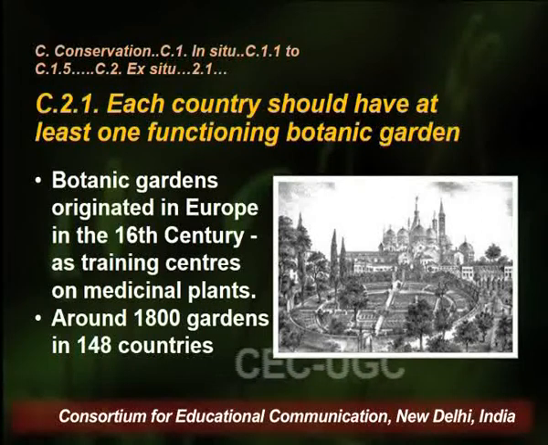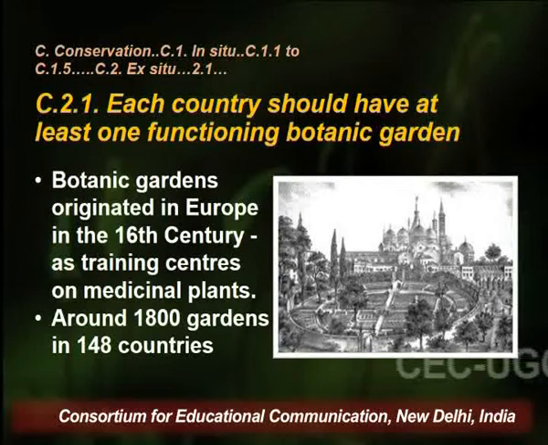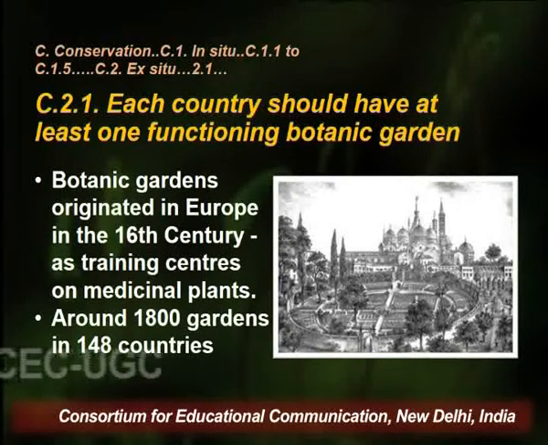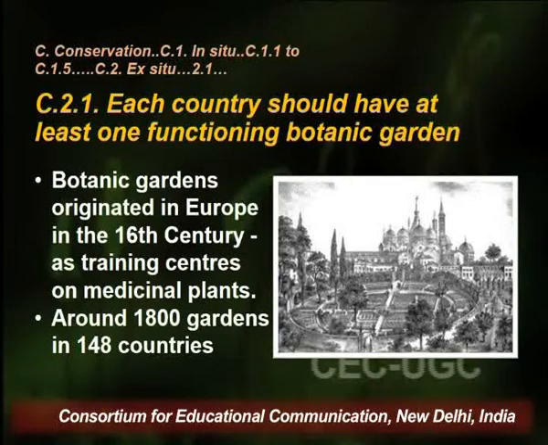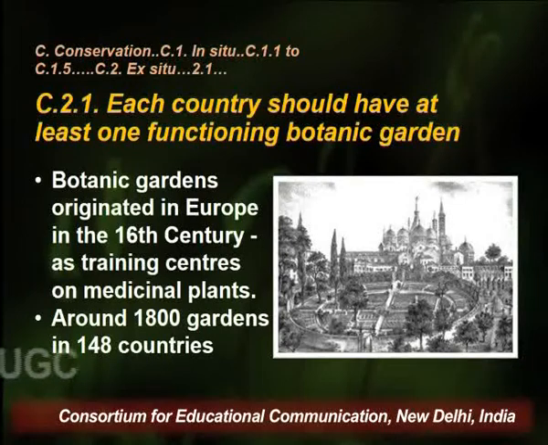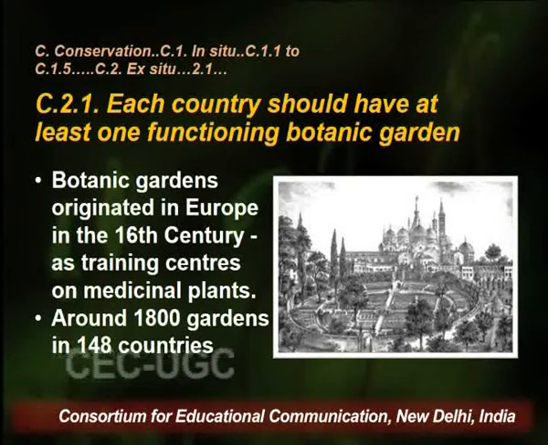Gradually these botanical gardens became part of certain universities. Certain universities started developing their own small botanical gardens. Apothecaries also started developing their own botanical gardens. But by and large, they had mainly an educational role. And today, there are around 1800 botanical gardens in around 148 countries across the globe.